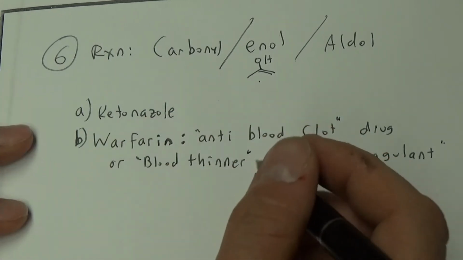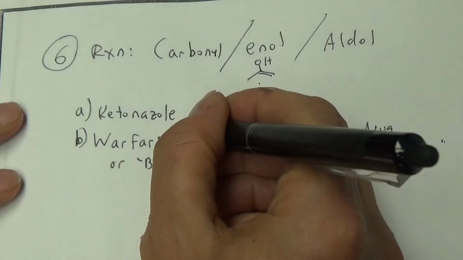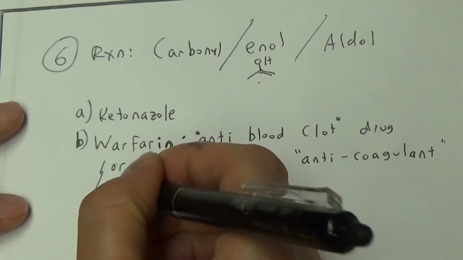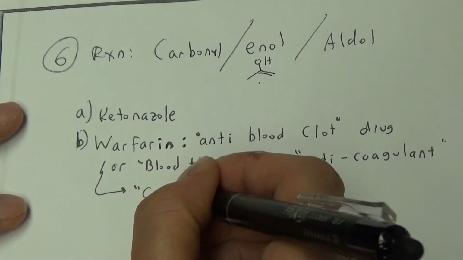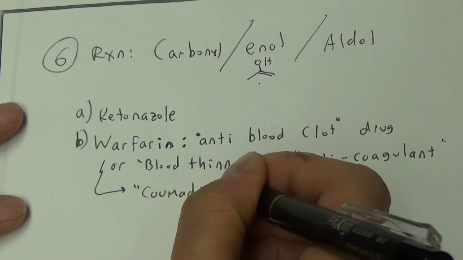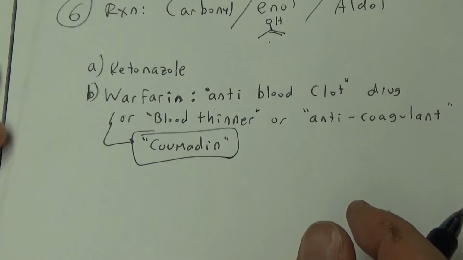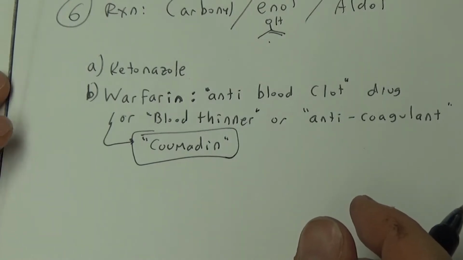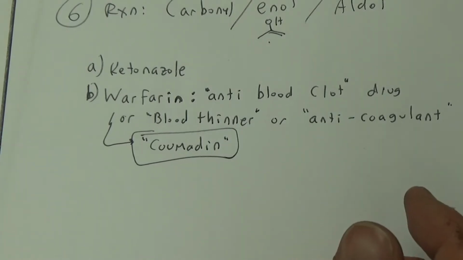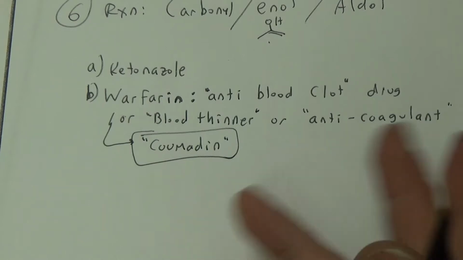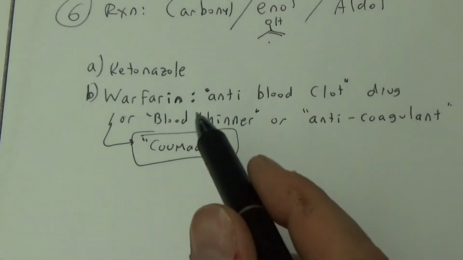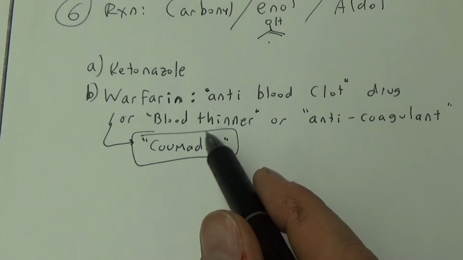Warfarin also has a couple of other names. I think the most common commercial name is Coumadin. Okay, Coumadin. All right. I think it's a pretty popular prescribed drug. There's probably like 14 or 20 million prescriptions every year for it.